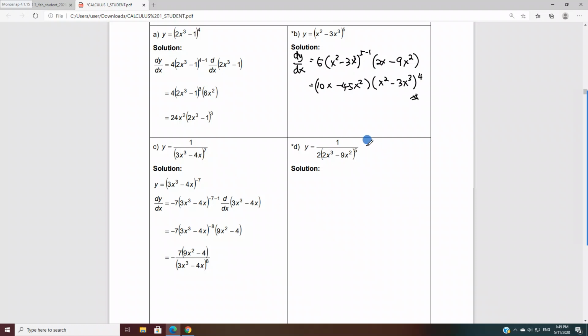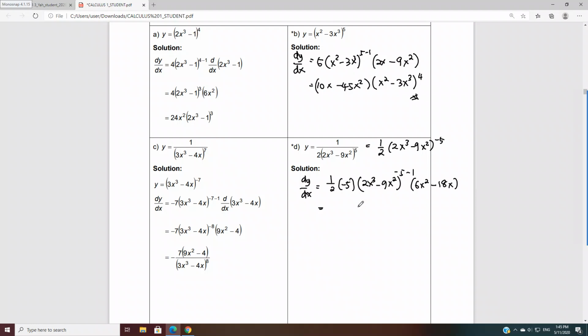Okay, yang ni pun sama. Kita tukar dulu dia jadi 1/2 2x cube minus 9x square to the power of negative 5. So, kita pun differentiate dia. Kita dapat 1/2 darab dengan negatif 5 darab 2x. Kita salin balik yang dalam bracket ni. Lepas tu negatif 5 minus 1. Lepas tu differentiate yang dalam bracket ni. Dapat 6x square minus 18x.